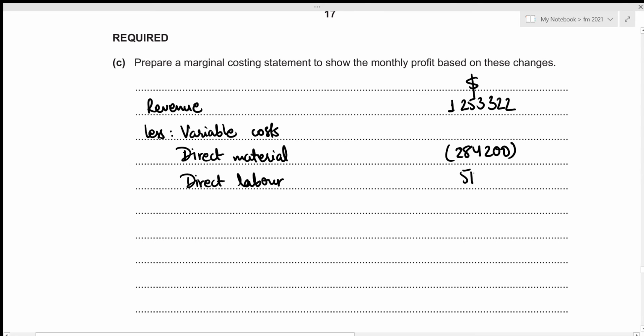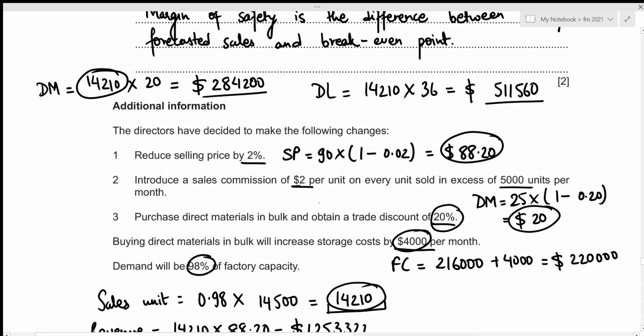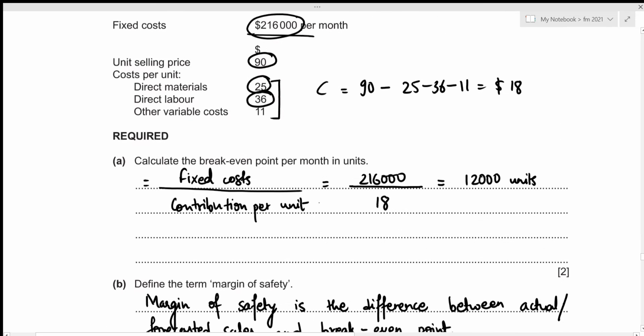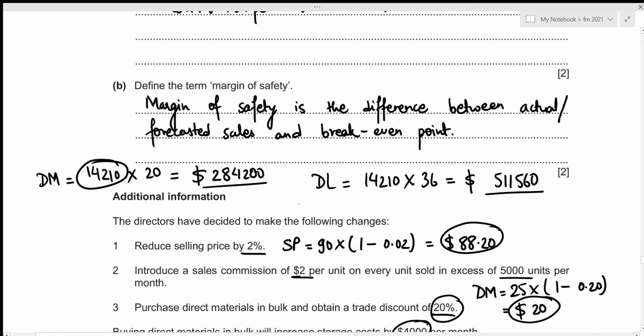That's 511,560. And then the next variable cost was other variable cost. Let's have a look above. Again, we were not given any changes to other variable costs, so we will use our previous rate, which is 11 per unit. So other variable cost will be 11 per unit times the total number of units, which is 14,210. And this gives the total variable cost to be included in our statement to have the value of 156,310.